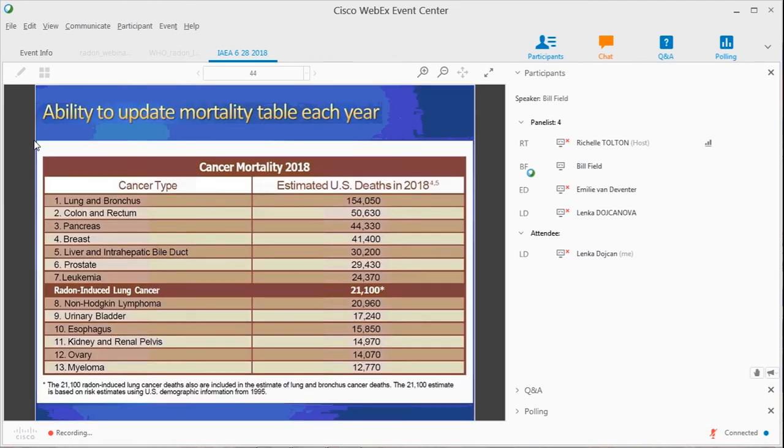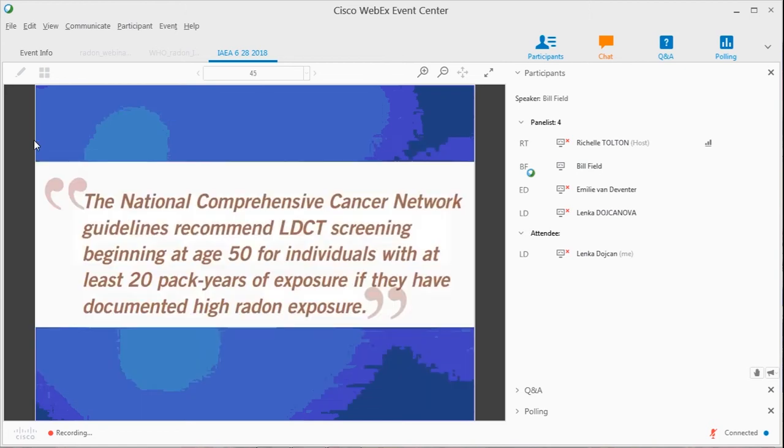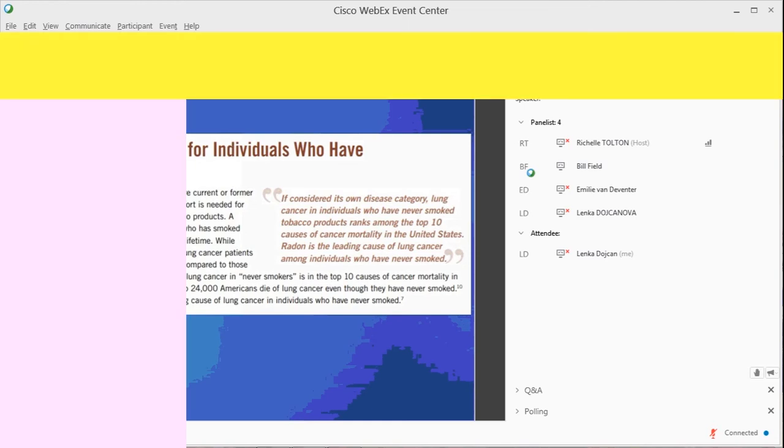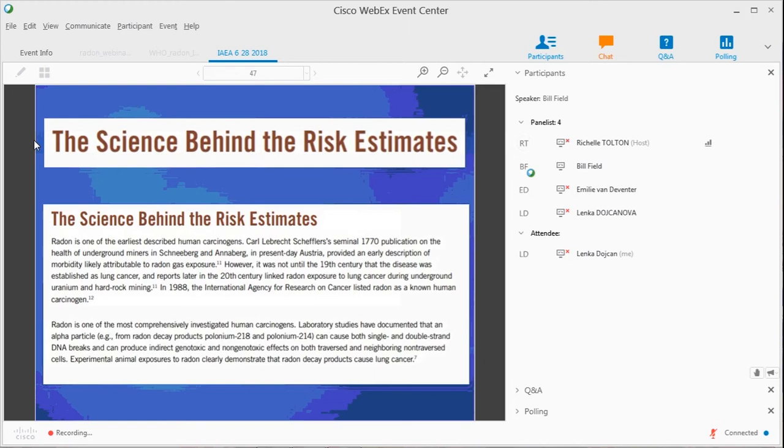We have included information like where radon ranks compared to other causes of cancer mortality, and then we have highlights within the guidance talking about the screening, to try to bring some extra attention that radon can be considered a component within the screening programs. Then we have different sections: radon health risk for individuals who have never smoked, just to highlight that a substantial percentage of people who develop lung cancer have never smoked.